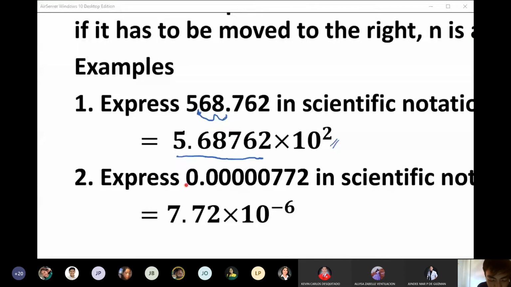Kunwari, hindi natin nakikita yan. So, this is the decimal point. I want to write this in scientific notation. So, I should be able to write this number so that it fits into the criteria for the integer part or the front number, which is 1 to 9.99 only. This is not, kasi it's less than 1, it's 0.0 something.